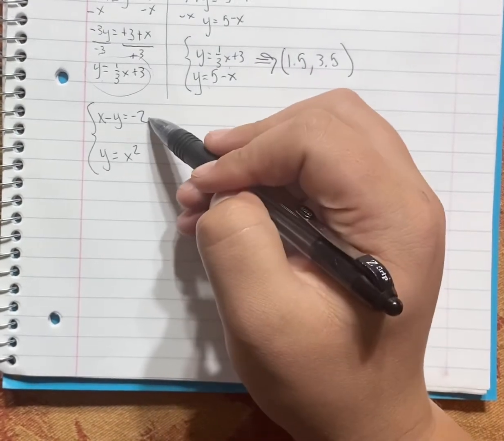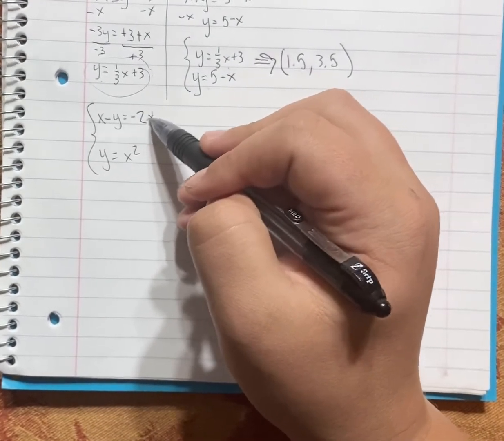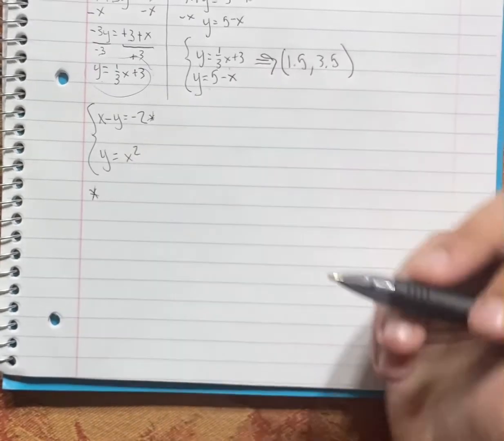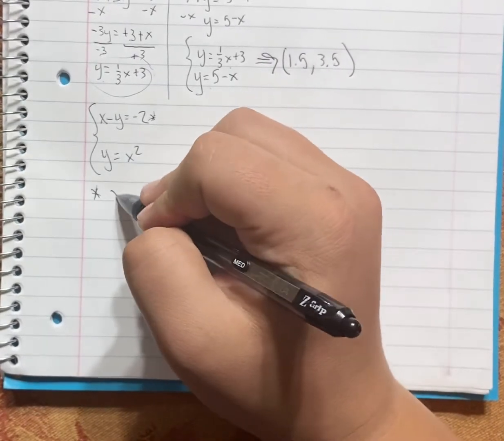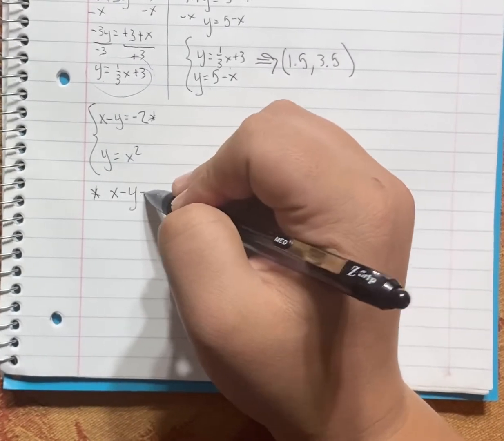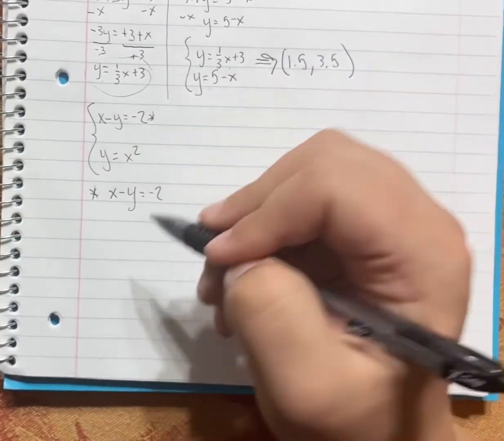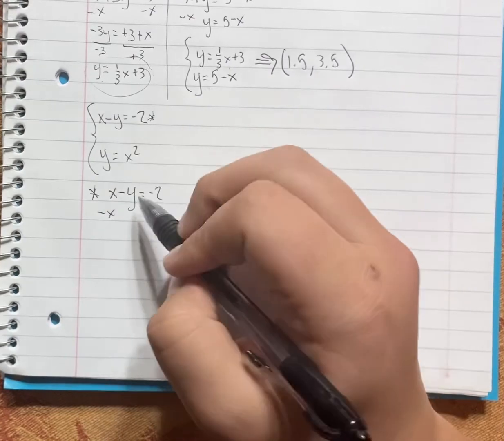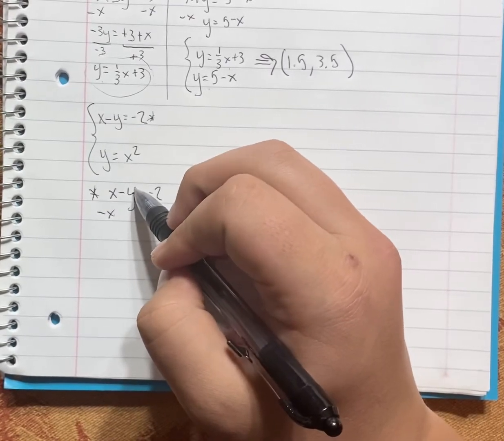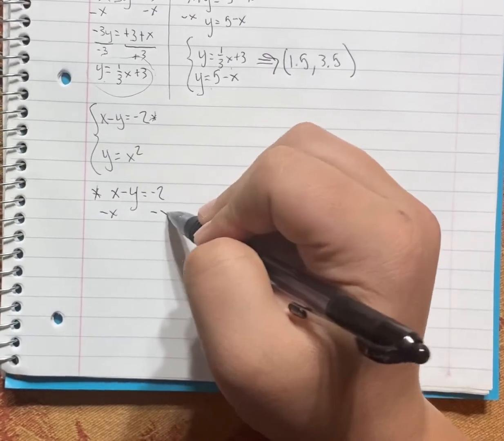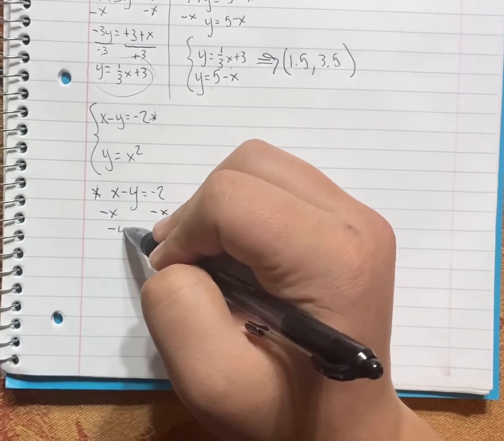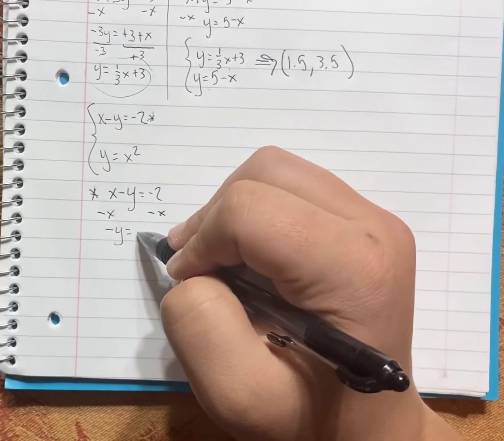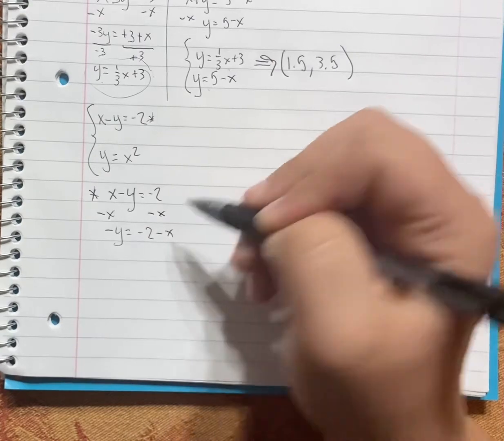So I'm going to bring this equation right here and bring it right down here so that way I can solve for that y. We're going to have x minus y equals -2. And I am going to subtract by x because we want to always keep that y on the left-hand side. And we're going to subtract x on this side. So now we have -y equals -2 minus x.